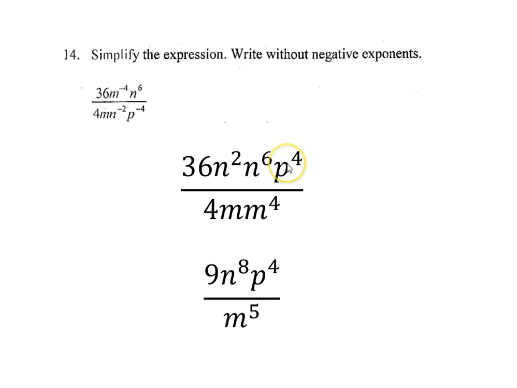The p to the 4th stays as is because there's no terms to combine that with or no similar bases. And in the denominator we have m to the 5th because m to the 1st times m to the 4th is m to the 5th. And then you'll notice that the 36 over 4 is now gone, and now there's a 9 there. Why? Because 36 over 4 is the same as 9, or 9 over 1. And this is our simplified expression.